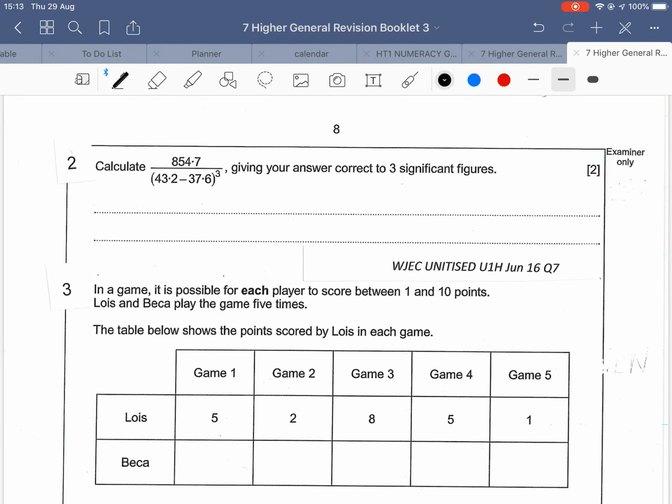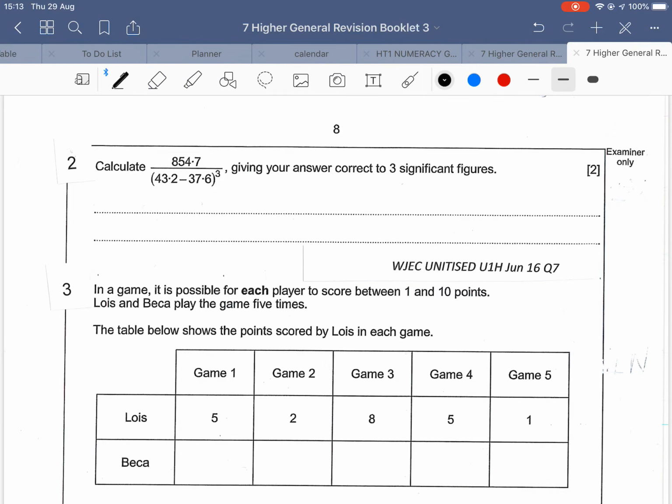Okay, question 2. Calculate 854.7 over 43.2, take away 37.6 cubed, giving your answer correct to 3 significant figures. Now you could do this step by step. You could just bung it all in your calculator.